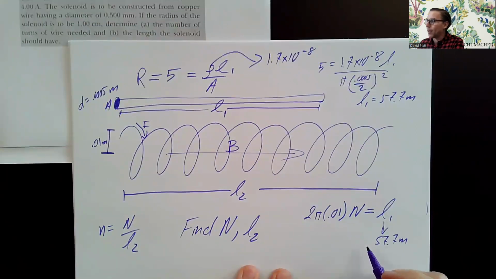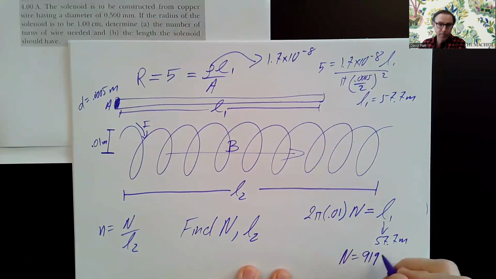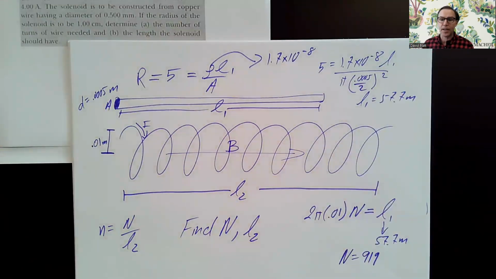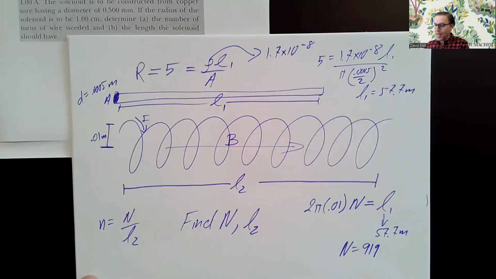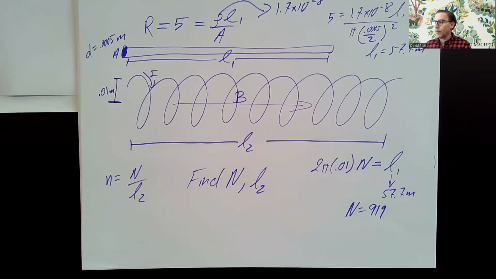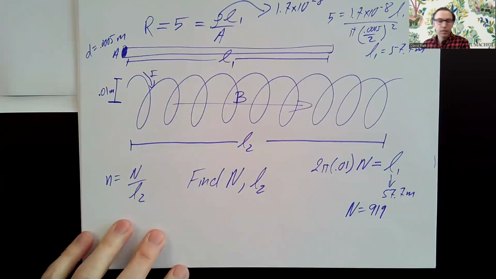I have this written down as well, 919. So you do the calculator part on your own. If you're having trouble getting these numbers to come out of your calculator correctly, feel free to ask me. I'm happy to help with that. Now, once we have found N, which is half of the problem, then we need to find the length of our solenoid. So we're going to use this equation from one of the previous lectures.